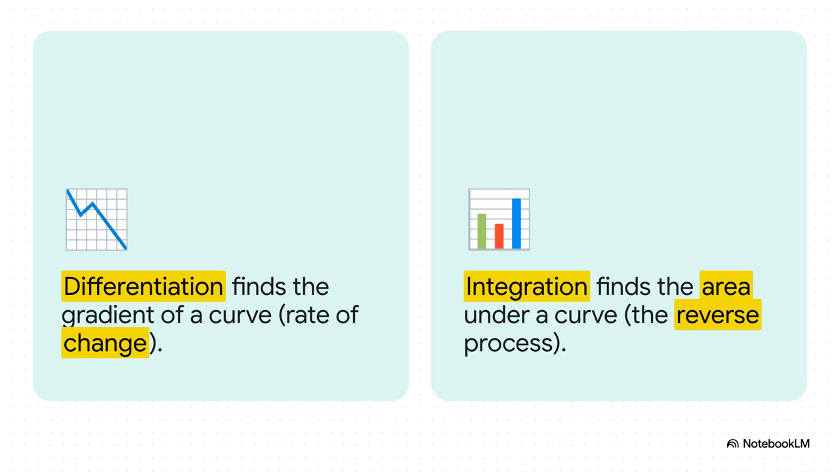Differentiation is like putting a function under a microscope to find its steepness at one single point, its rate of change. Integration is the reverse. It's about adding up an infinite number of tiny little slices to find the total area under a curve. This inverse relationship is everything. It connects finding maximums and minimums to calculating volumes. If you understand this link, you understand calculus.